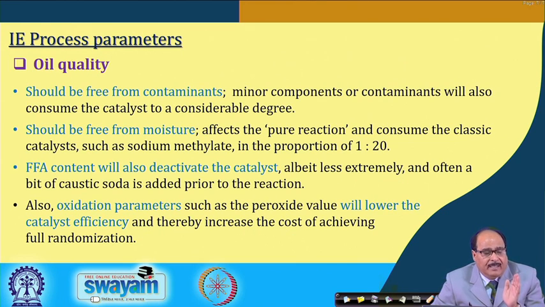In the interesterification process, like any other food process, the quality of the product at the end should be controlled by controlling the oil quality. The oil should be free from any contaminants, free from moisture, and as low as possible in FFA content. Free fatty acid content will also deactivate the catalyst, so it should be low. Also, oxidation parameters such as the peroxide value will lower the catalyst efficiency. So, the oil should be fresh, not a rancid oil.